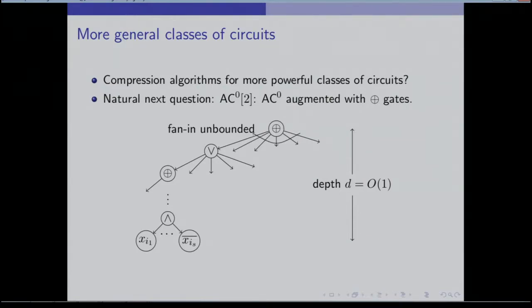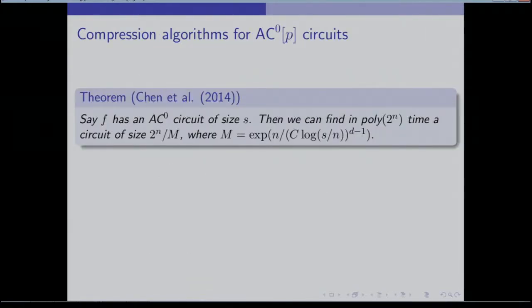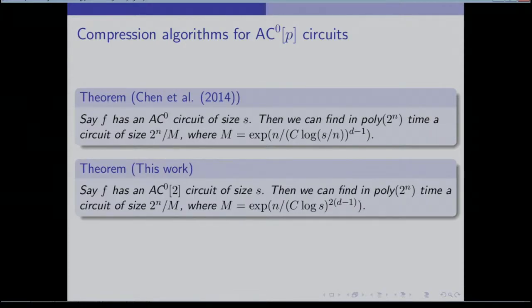So we need some sort of new techniques to handle this. Yeah. And so the main result, just to contrast with the Chen et al. thing, is that we get similar results for AC0 mod 2.